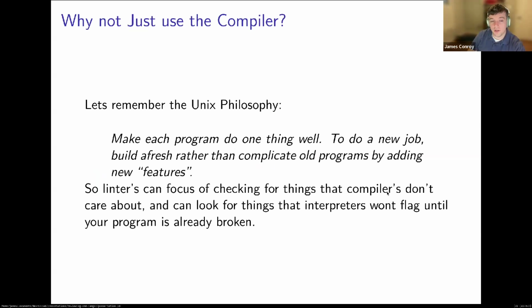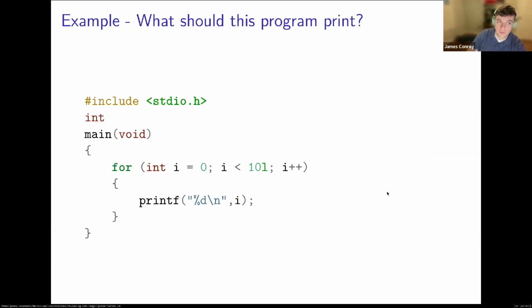So again, let's remember the Unix philosophy. We've all seen it, we all love it. We want to make each program do one thing well, do a new job, build it fresh, rather than complicating old programs by adding new features. So linters can focus on checking for things that compilers don't care about and can look for things that interpreters won't flag until your program is already broken.